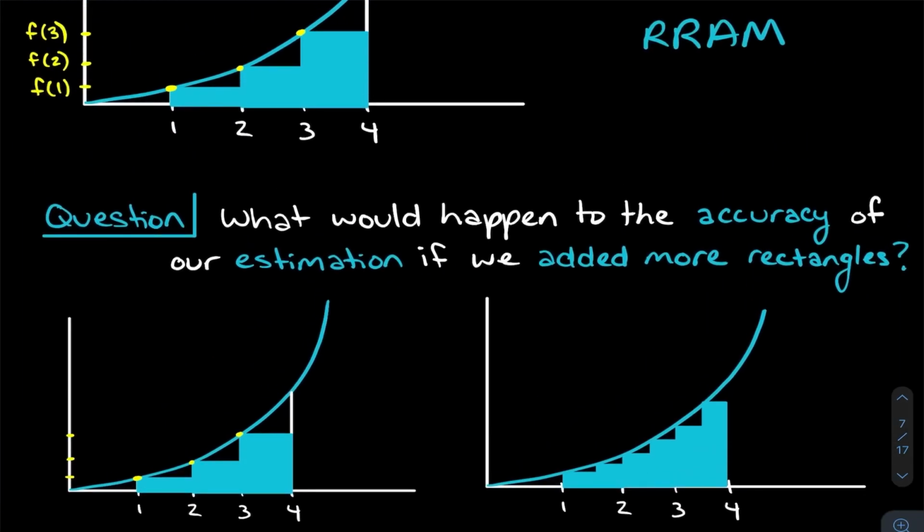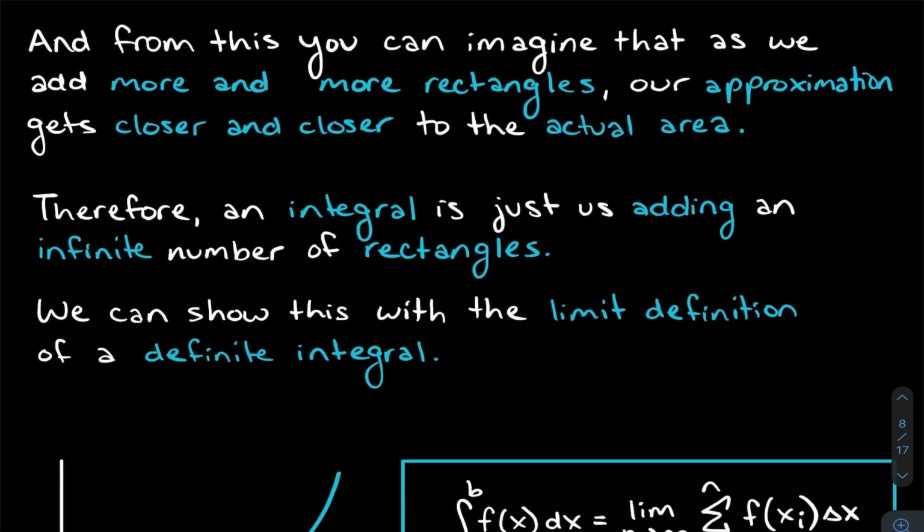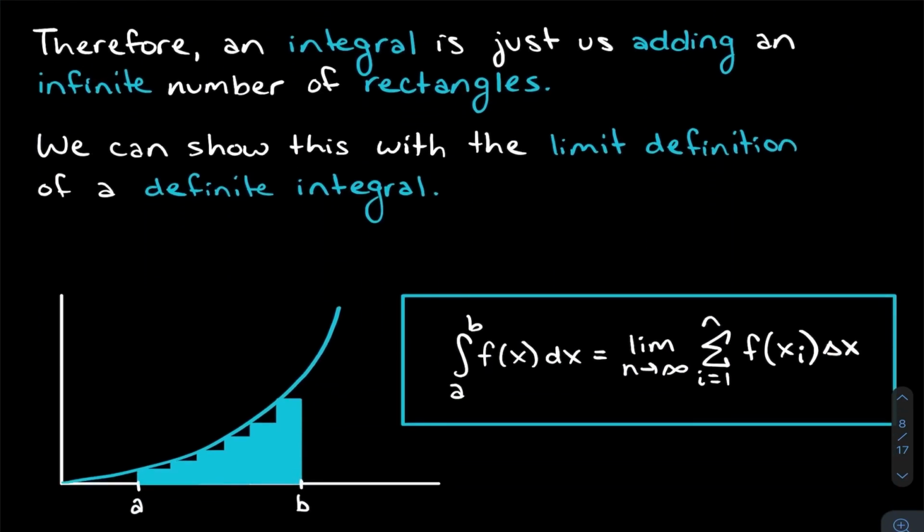Okay? And so, well, how do we make this estimation the actual value of the area under the curve? Well, we would have to have an infinite number of rectangles. So our estimation becomes the actual value. It becomes infinitely accurate, if you want to say it that way. And so, well, that's exactly what an integral is doing. An integral adds up that infinite number of rectangles. And, well, that gives you the actual area under the curve.